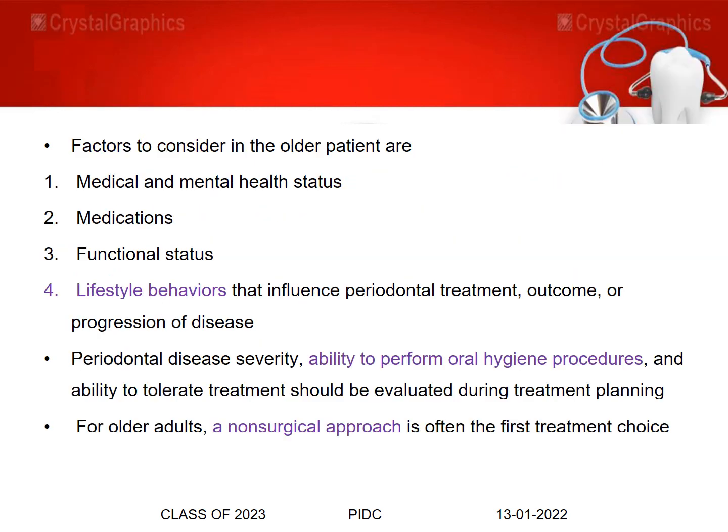Factors to be considered in them are medical and mental health, their medications, their functional status, and their lifestyle. So all is to be considered. Periodontal severity is greater in such patients, but if they are able to perform proper oral hygiene measures and able to tolerate the treatment, that is well and good. For older adults, a non-surgical approach is always the first treatment.